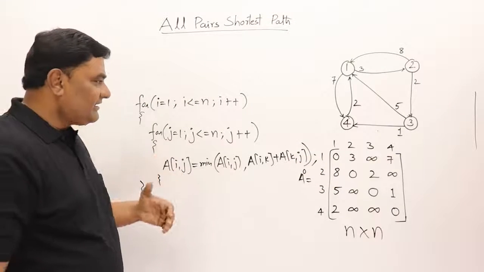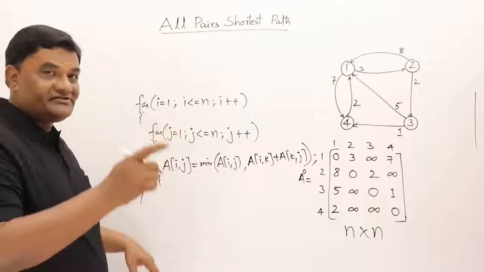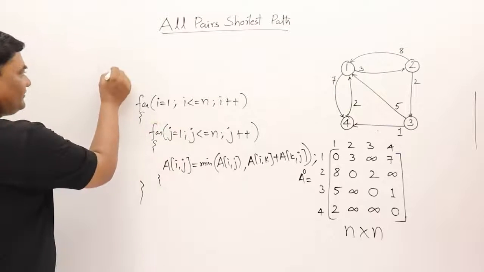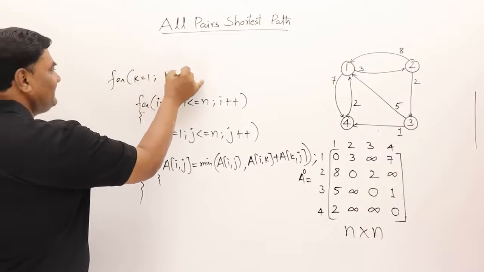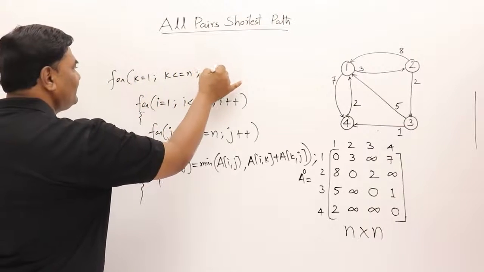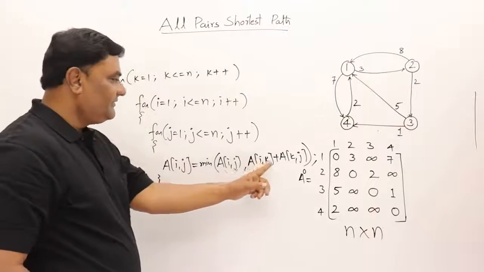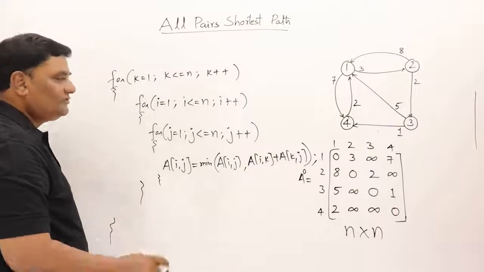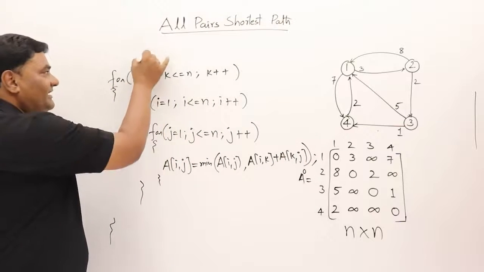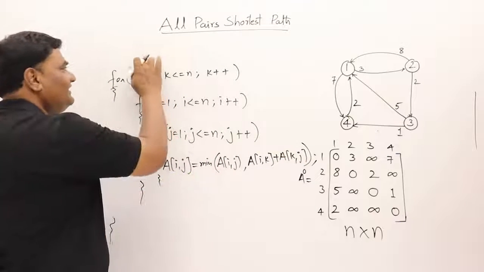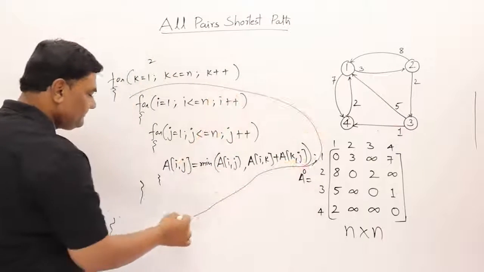So what is k here? K will be changing the intermediate matrices. So this whole thing will generate just one matrix and I have to generate all the matrices. So for k assign 1, k less than or equal to n, k plus plus. Now first time k will be 1, so the intermediate vertex will be 1 all the time. Then k is 2, so the intermediate vertex will be 2 all the time. So k will take this value. So when k is 1, then the matrix is generated. Then k is 2, then the second matrix is generated. So this is for generating a matrix.